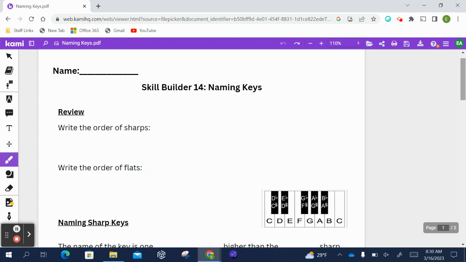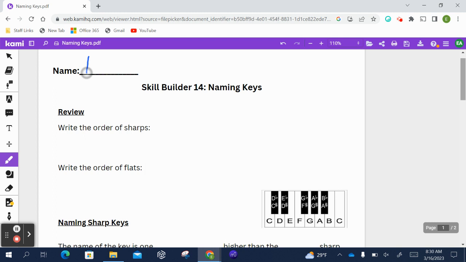What we did not talk about last week and what we will talk about today is how to look at a key signature and say, that is in the key of blank major. And that's really important, especially when it comes to communicating with other musicians. And so we're going to get started today.